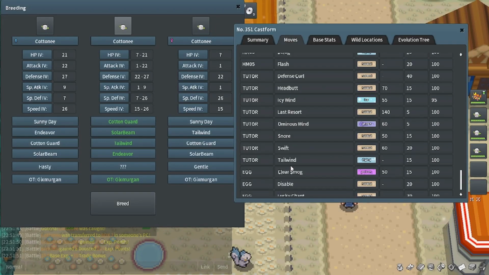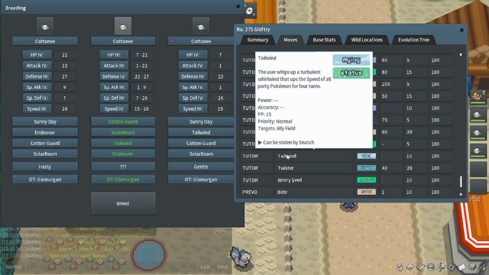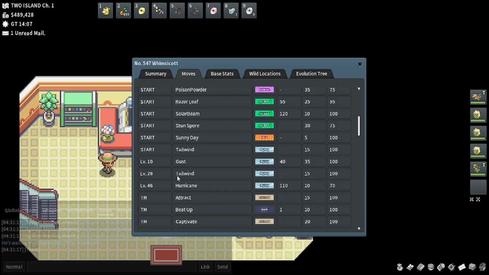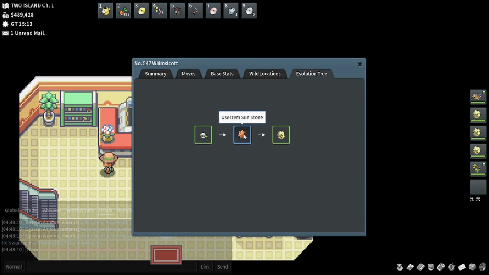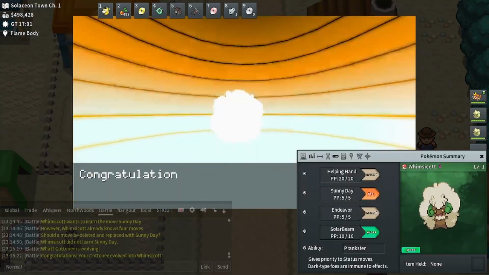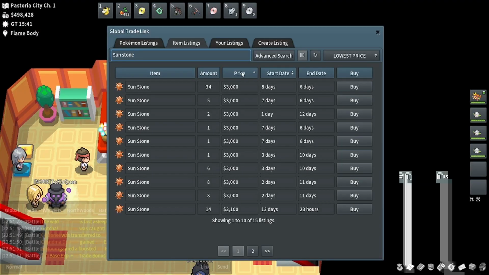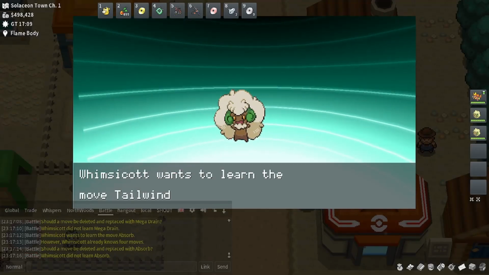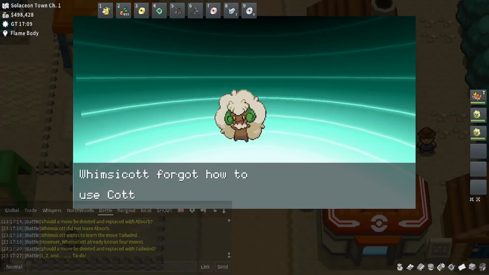So, what Pokemon learns Tailwind by level up which can breed with Cottonee? Whimsicott. Wait a minute. Cottonee evolves into Whimsicott. Alrighty, let's evolve a level 1 Cottonee with a Sunstone. Sunstones cost 3,000 Pokeyen, and look, it just learns Tailwind from evolving at level 1.